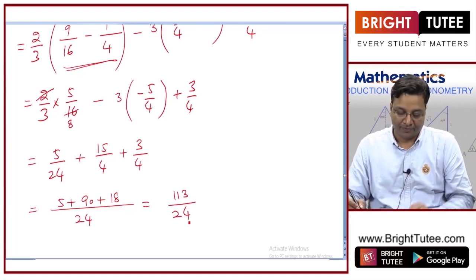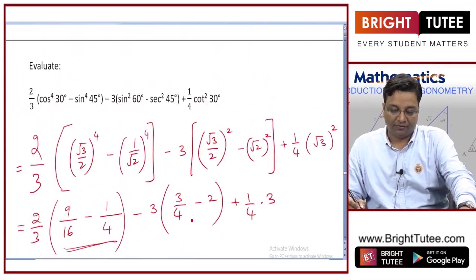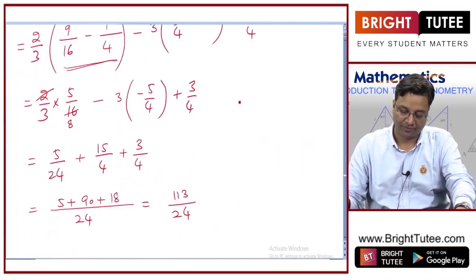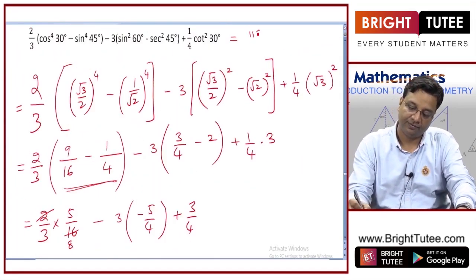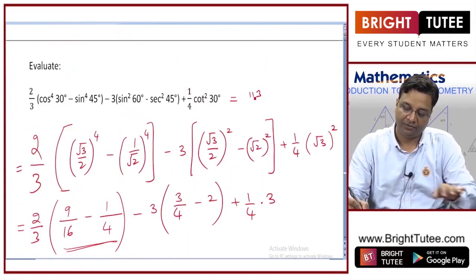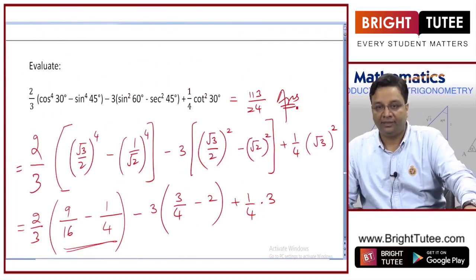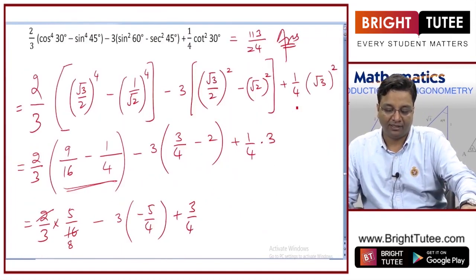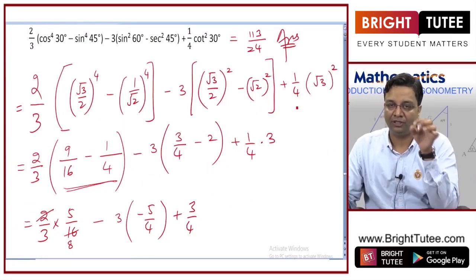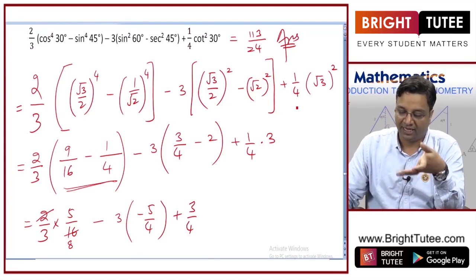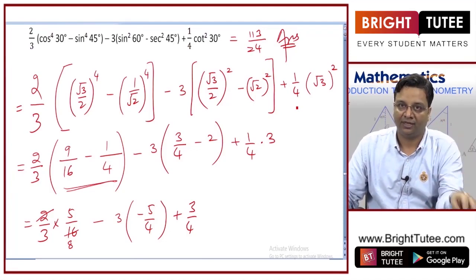Okay. So this is the value of this expression, 113 by 24. All right. I have done nothing in this question. I have just simply put the values of these angles and did the calculations, right?